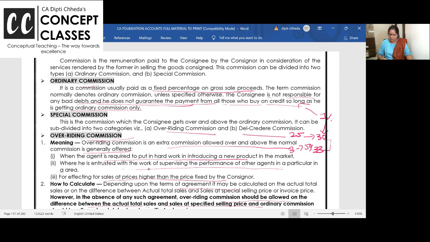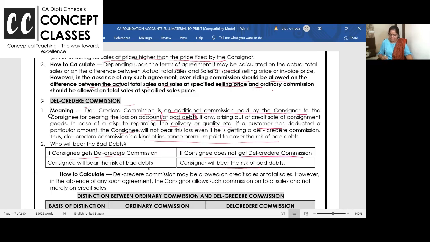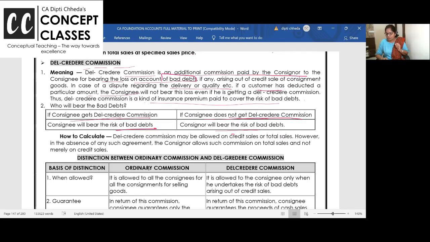Let us work out the... write this in bold and keep in mind: if the consignee is getting Del Credere commission, he will bear the bad debt. What will it affect if I am going to bear the bad debt? Bad debt is my expenditure which I will put up in the consignment account. It is that easy.